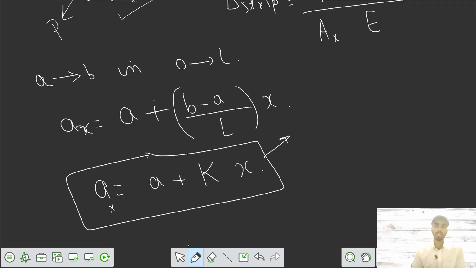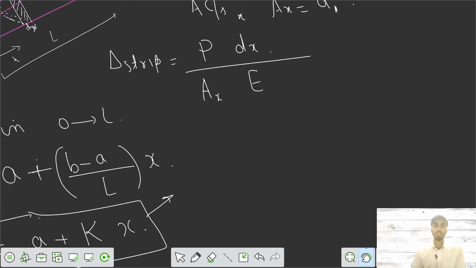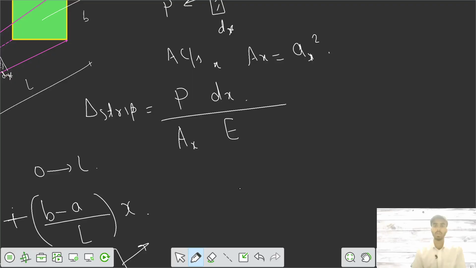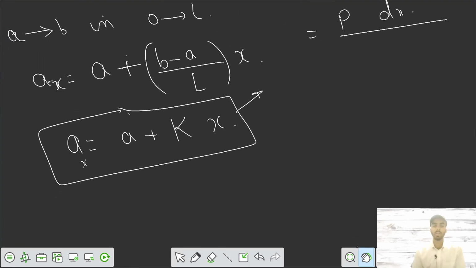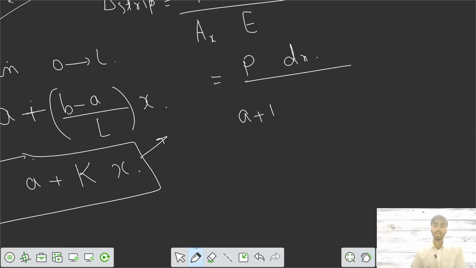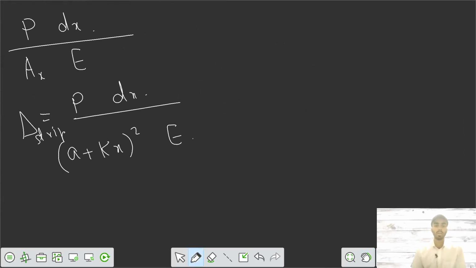Now we will be using it in the equation. So your delta strip becomes P dx by area x, which was A plus kx whole square, into E. So delta total, calculating for the delta total: your delta becomes integral P dx by A plus kx whole square into E, 0 to L.